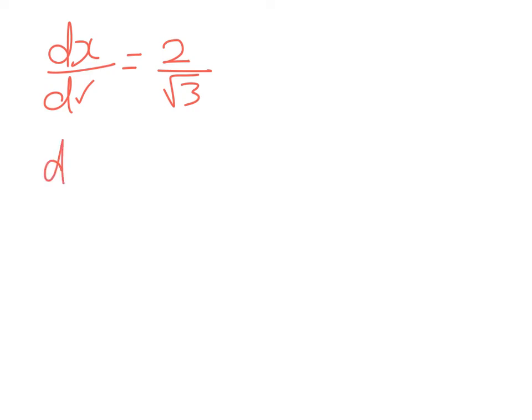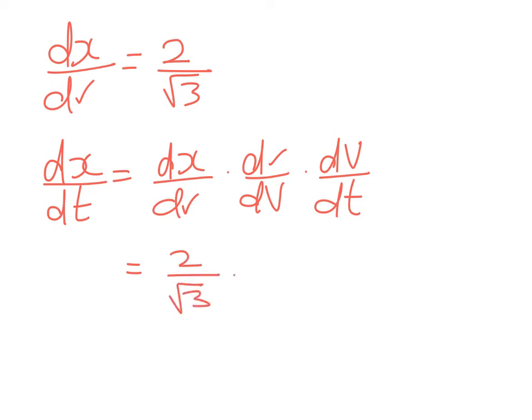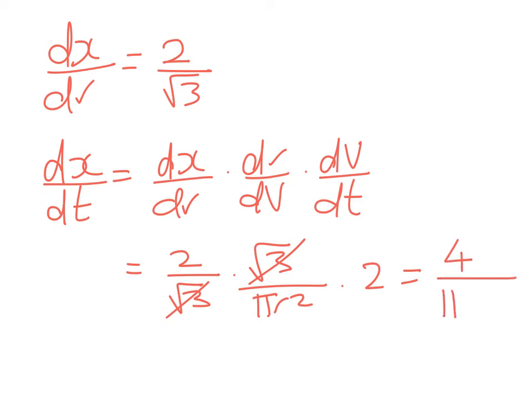So now we've got the enormous chain rule thing. Dx by dt is equal to dx by dr times dr by dv times dv by dt. Right, so 2 over root 3 times root 3 over pi r squared times 2. Let's see what disappears. Those two do. And we're left with 4 over pi r squared. So that's my dx by dt.